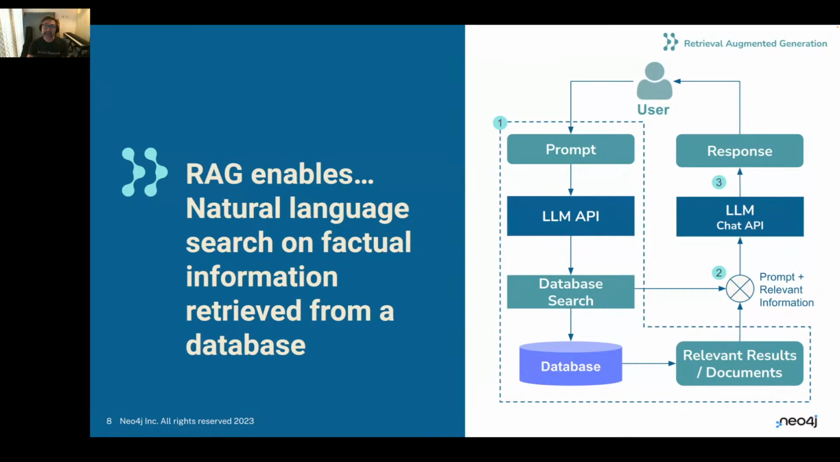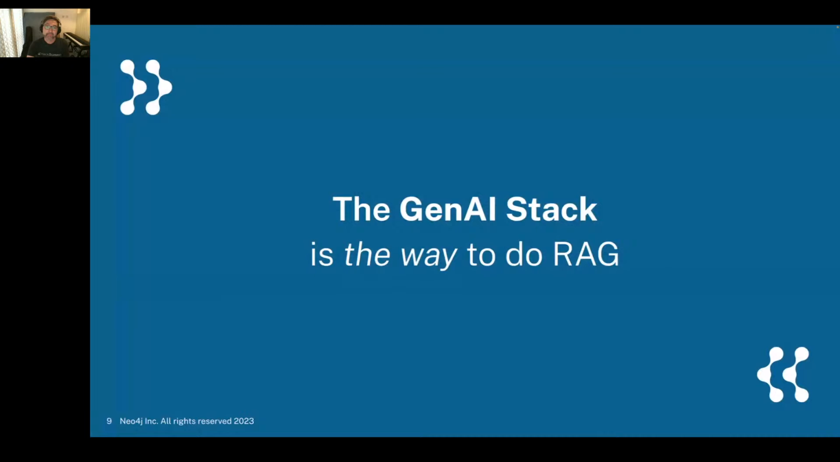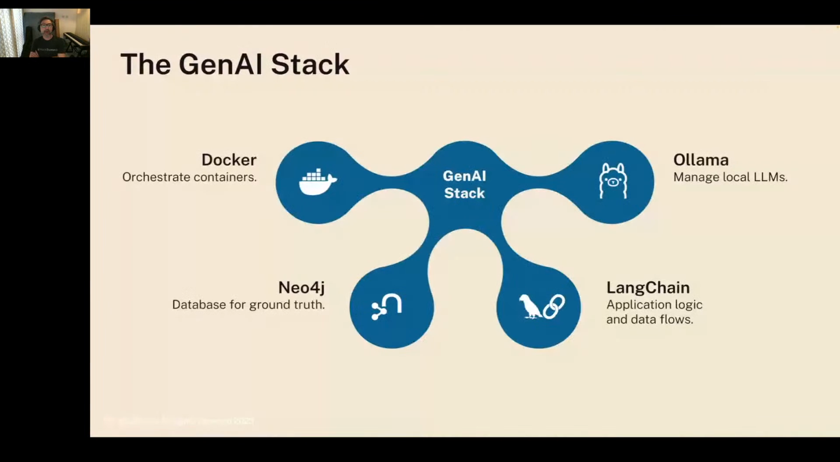So the GenAI Stack is the way to do RAG. The components of the stack are, of course, Docker for orchestrating a few containers. So you've got an LLM, your application container, a database container, things like that, all put together inside the stack. You've got Ollama for managing local LLMs. Neo4j is the database for the stack, for grounding your truth. And LangChain for stitching everything together on the application side, so that all the application logic and data flows go through LangChain, and you've got a nice, easy API to work with.